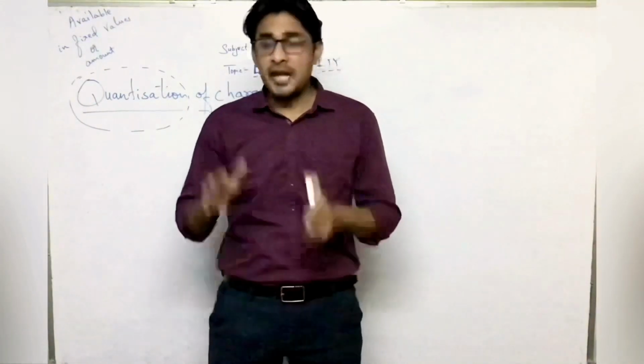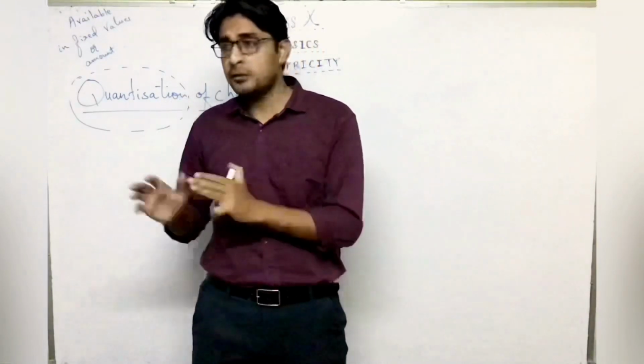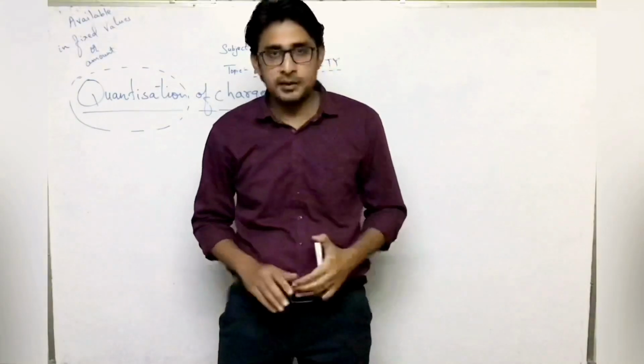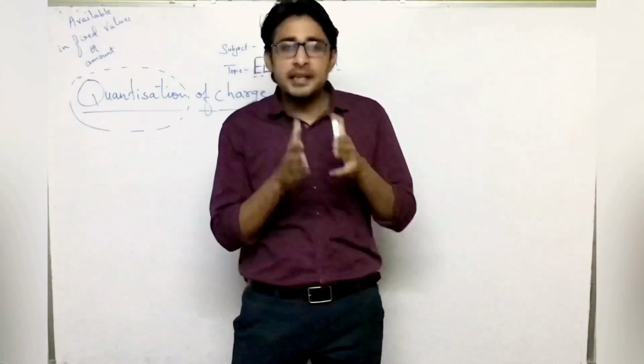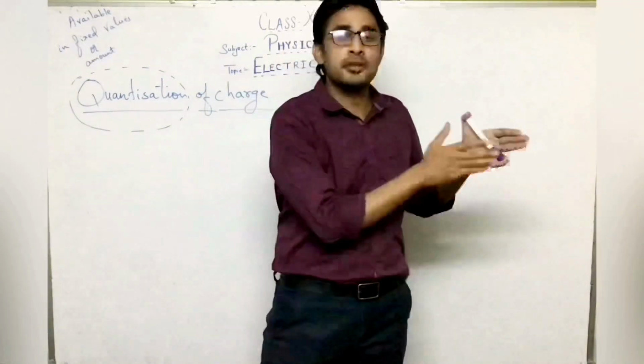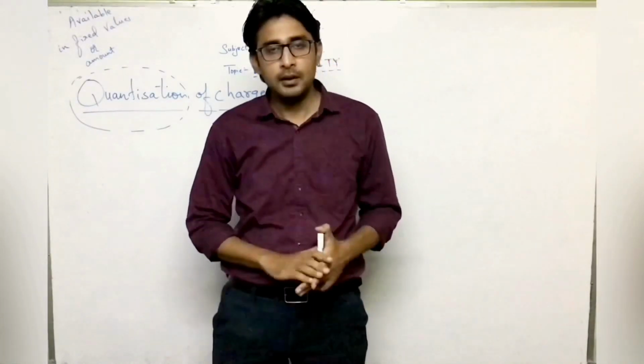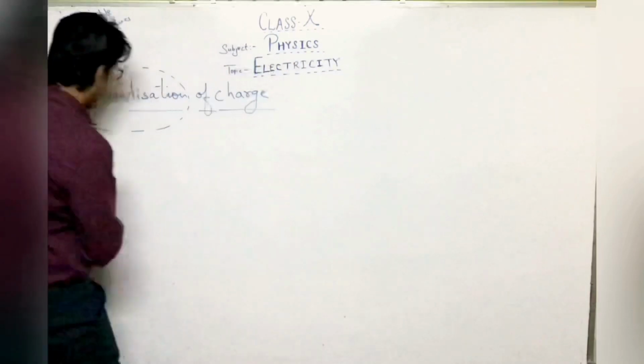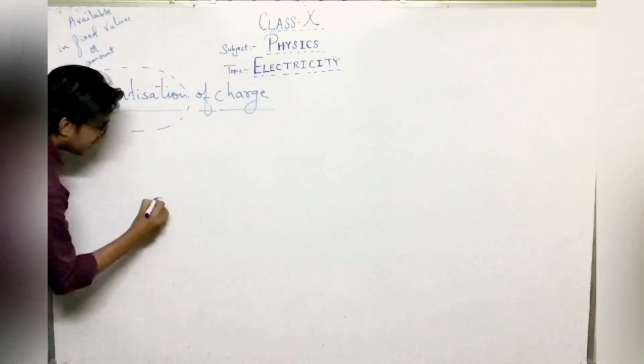Now quantization of charge. It means that every charge, whether it is 1 coulomb or 1000 coulomb or 10,000 coulomb or whatever charge it is, every charge is an integral multiple of basic unit of charge. It means that suppose there is a charge Q.